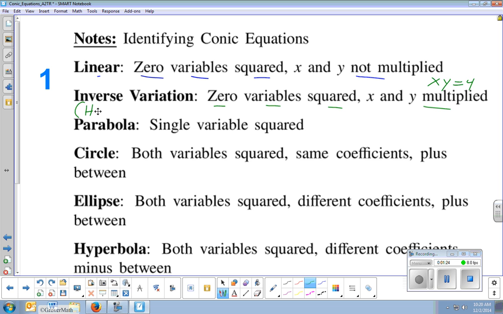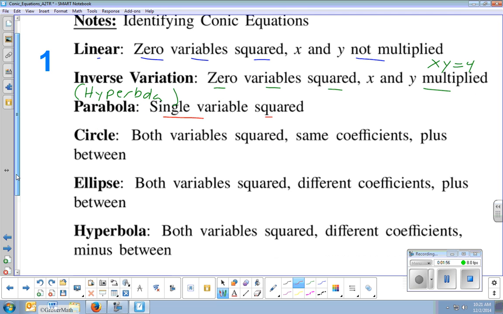So when it asks for what type of equation this is, the answer could be hyperbola when you have an inverse variation. So hyperbola. So don't forget that inverse variation is a hyperbola. It's very different than the normal hyperbolas, but it is a hyperbola. But there's nothing squared, and x and y are being multiplied. A parabola is the only one that has a single variable squared. So if x is squared but not y, or y is squared but not x, then it's a parabola.